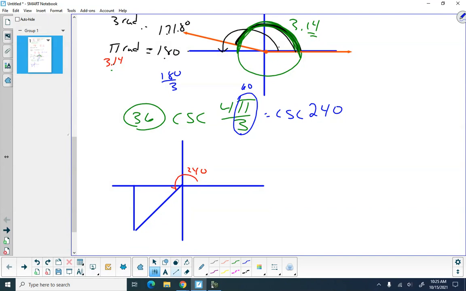Bryce, what's our reference angle? 60 degrees. So we have a 30-60 right triangle. We have a 1, a 2, a square root of 3. What goes where? Where's the 1 go, Paige? Across from which angle? From 30. Across from 30, we throw in our 1.